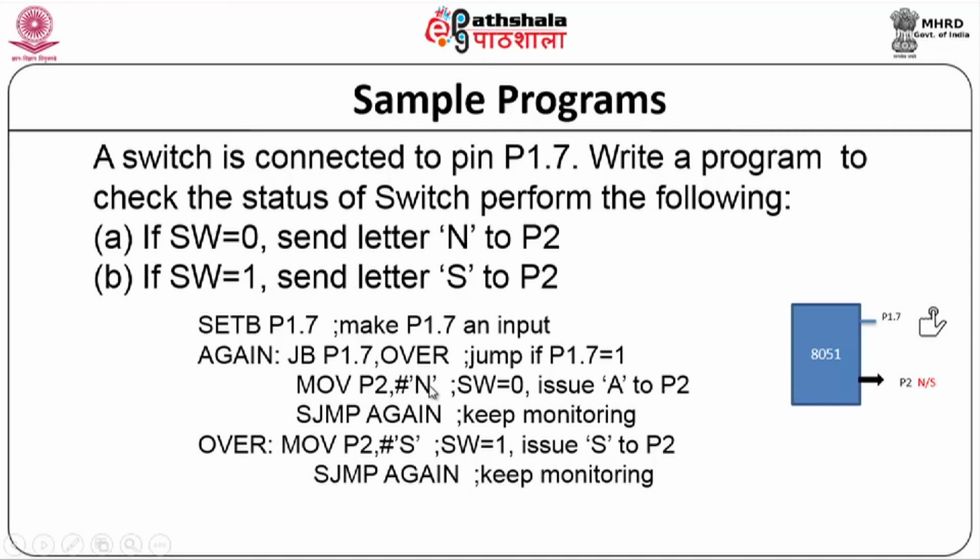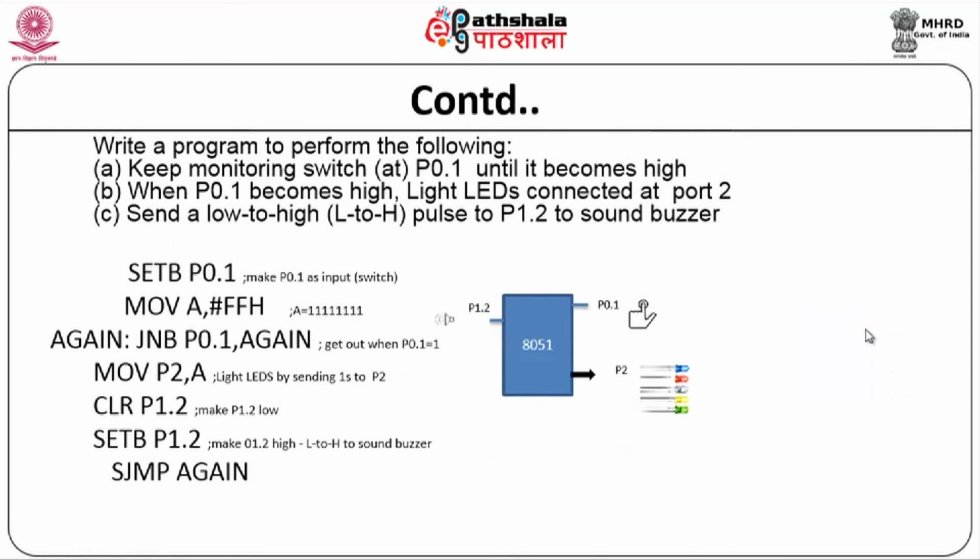So now the N is moved to parallel port P2 and SJMP again, I am coming over here. Based on whether it is pressed or not pressed, if it is not pressed I will send an N to P2, if it is pressed, I will send a letter S to P2. So it is a very simple program which demonstrates how to read a particular pin and how to access a particular port. Now we will go ahead with another interesting example code which accesses your ports and pins.